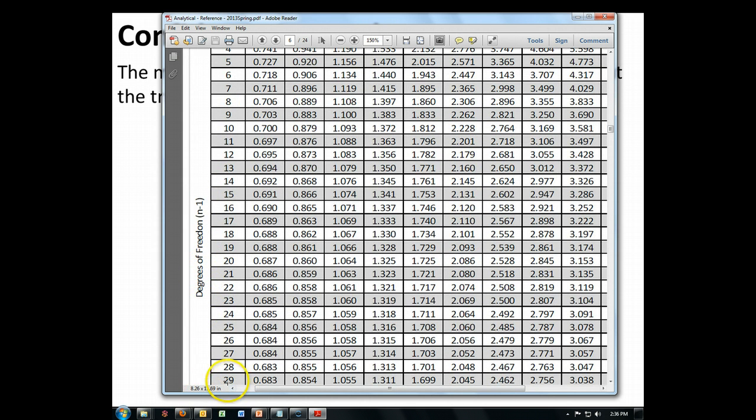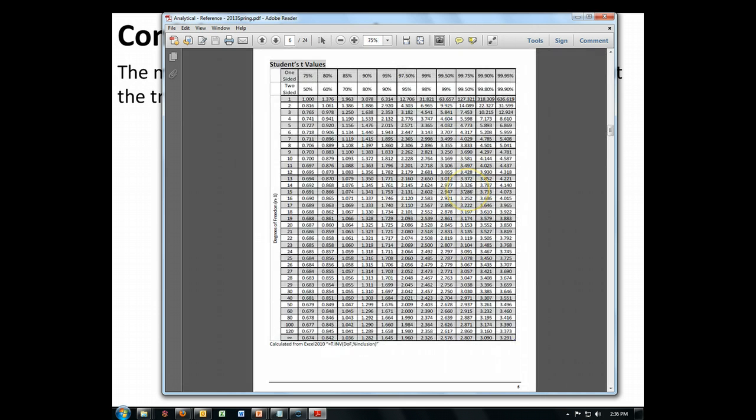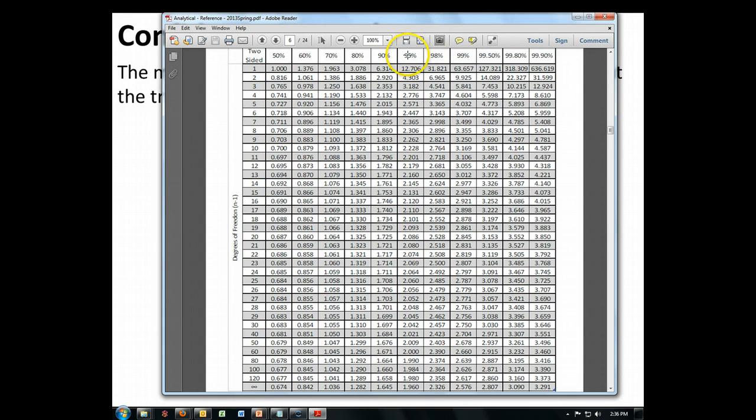So I come down to 29 degrees of freedom, and then as I come across, I can find the appropriate level of our confidence interval. Now, of course, for that I need to zoom out so you can see all these things at once. Here we are. So if I'm at a 95% confidence interval, two-sided, and my degrees of freedom are 29, you can see that my value should be 2.045. That'll be our t-value that we put in for our confidence interval.